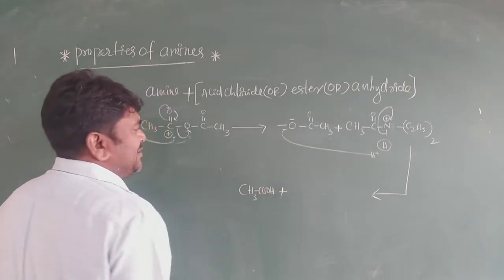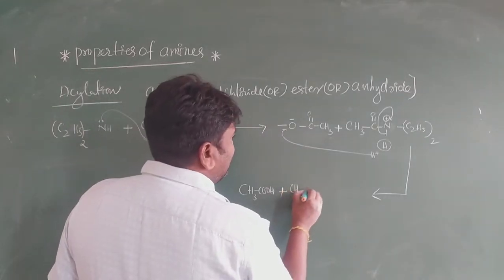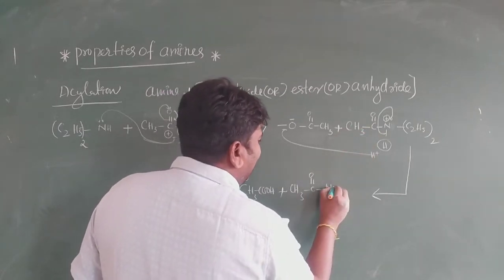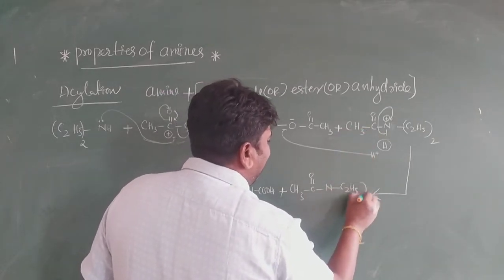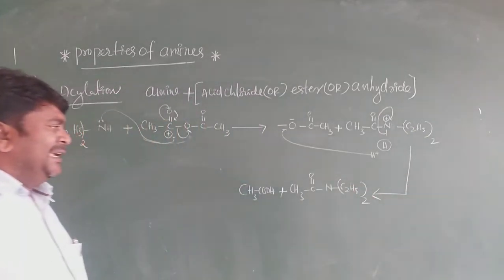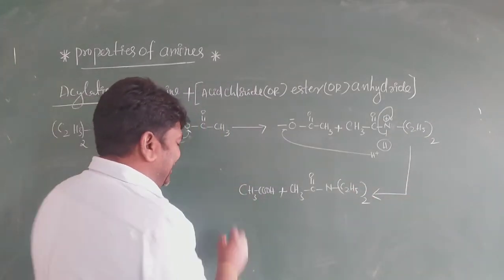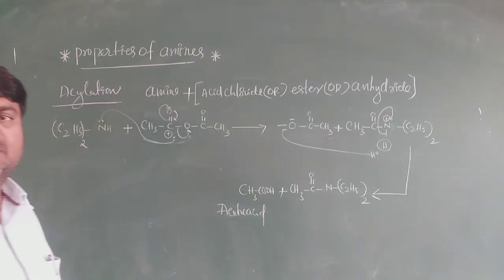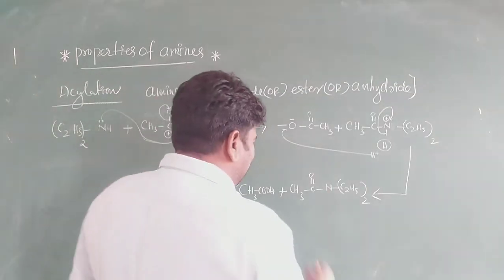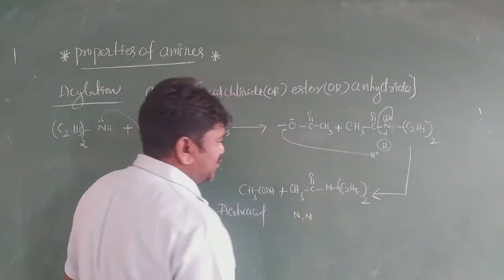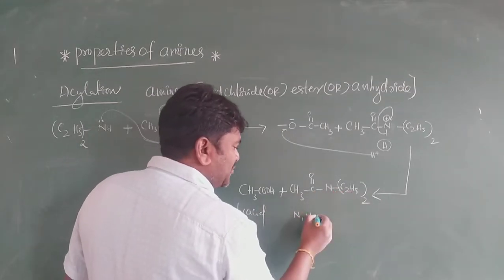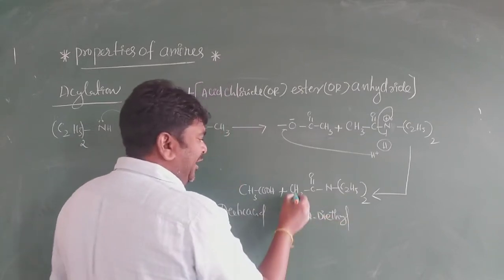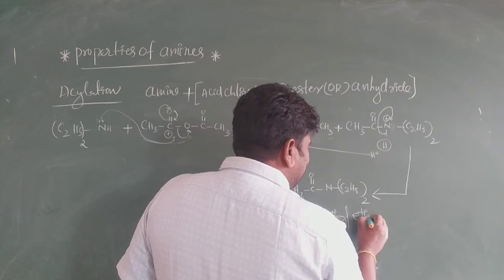CH3COOH plus CH3 C double bond O N, with C2H5 taken twice. So what is this? Acetic acid. The IUPAC name is ethanoic acid. What is this name? N comma N, so nitrogen has two groups, diethyl. How many carbons here? 2 carbons, so it is ethanamide.